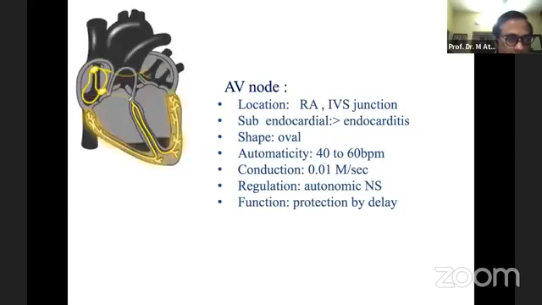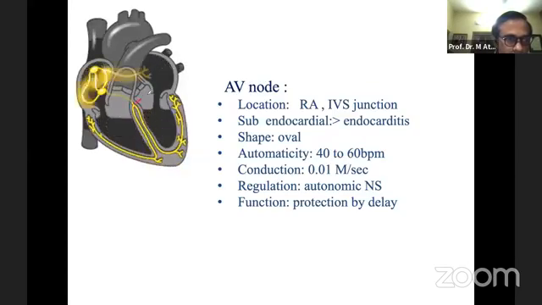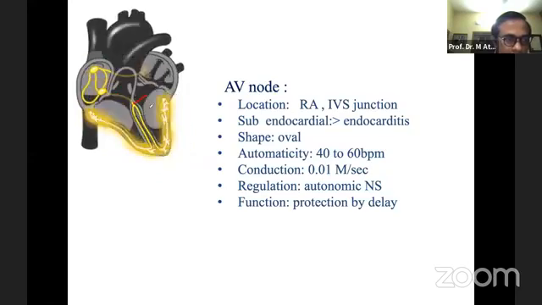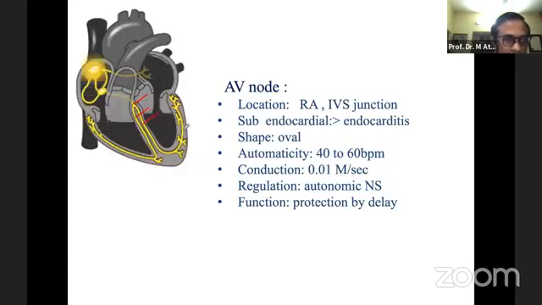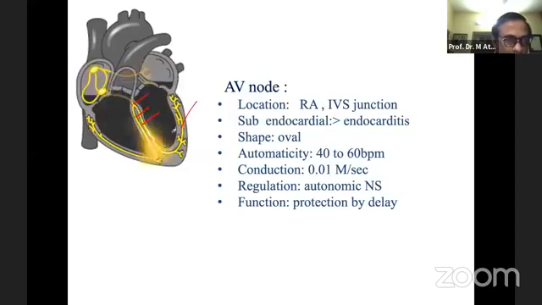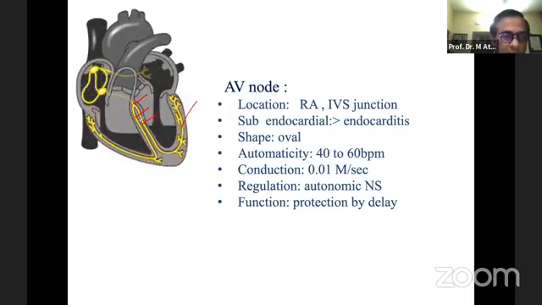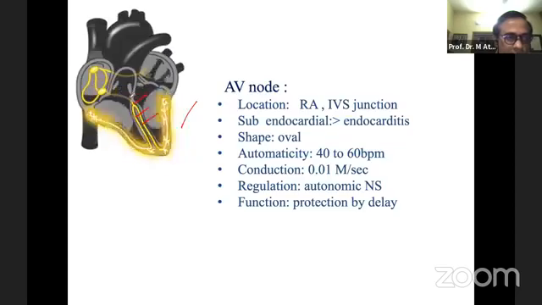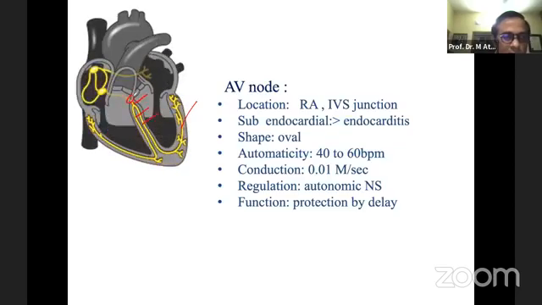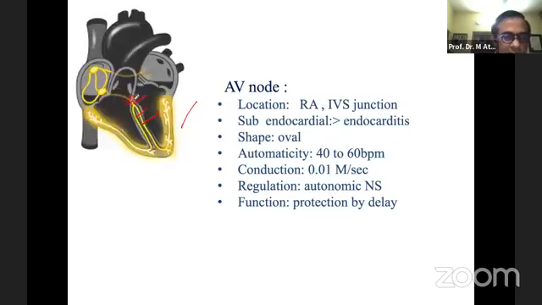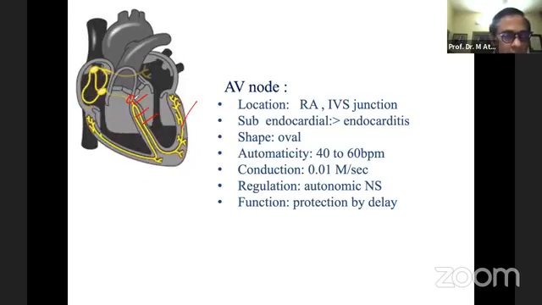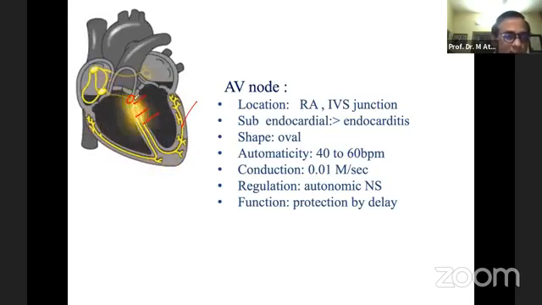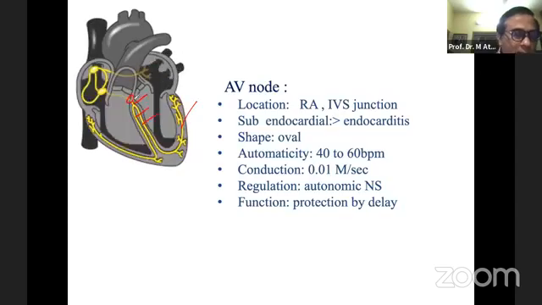SA node, AV node, His bundle. This is the His bundle area. This is the right bundle. This is the left bundle. These are the Purkinje fibers. So these are the different components of the conduction system. And the AV node is located at the junction of the interatrial septum in the lower part of the right atrium. Here is the AV node, and this is a subendocardial structure. Because of its subendocardial location, it is mainly affected during endocarditis, not during pericarditis.